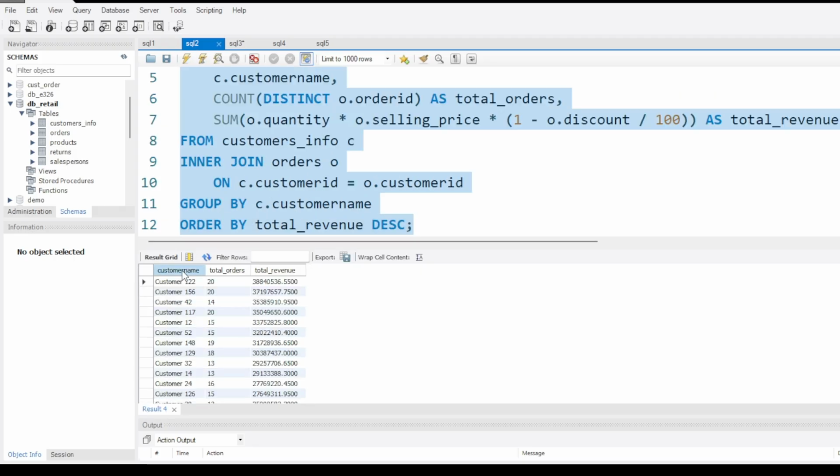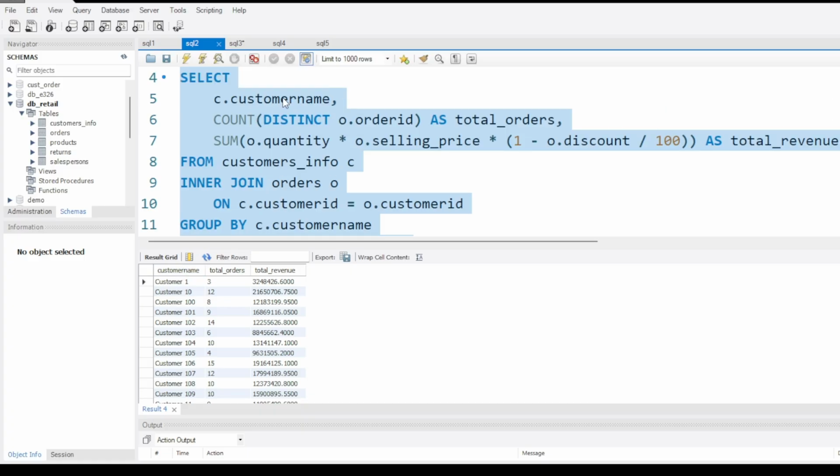You can see customer name, which we have used in the select statement. Count distinct of order IDs as total orders in the second column. And in the third column, it is showing the total revenue which we have calculated in our previous SQL query.